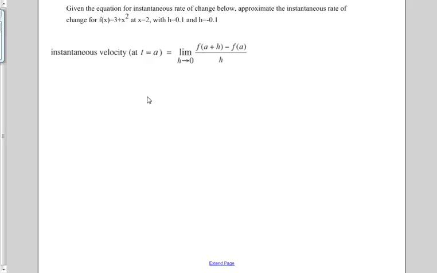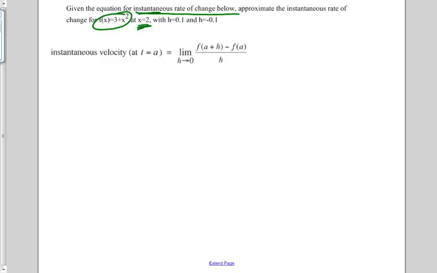So now we're back and we're going to actually start getting into how to approximate. And again, in this lesson, we're only going to be approximating the instantaneous rate of change using some algebra. So we're going to be looking at the function 3 plus x squared, and we're going to try to find the instantaneous rate of change at x equals 2.